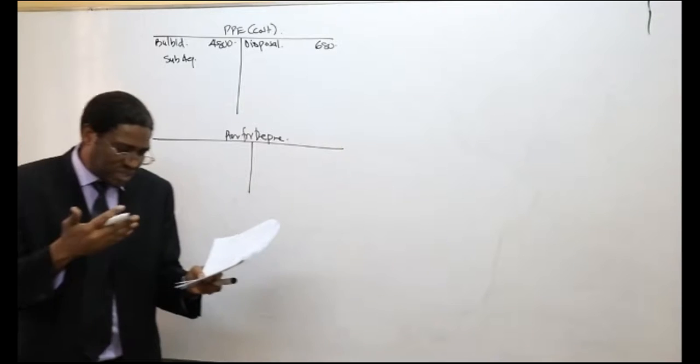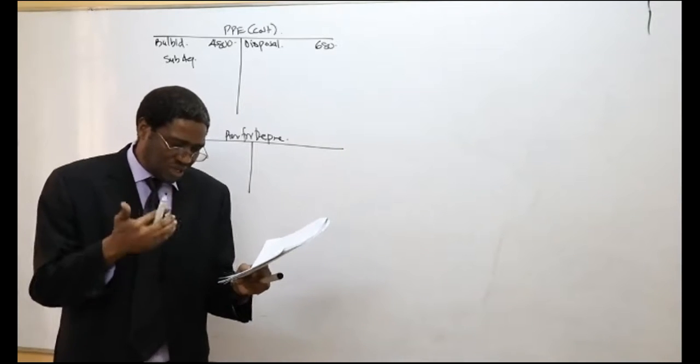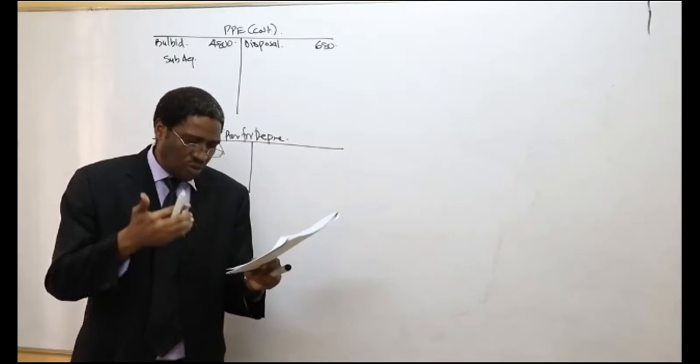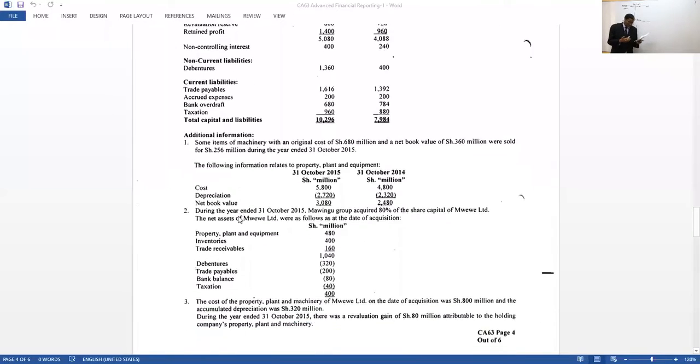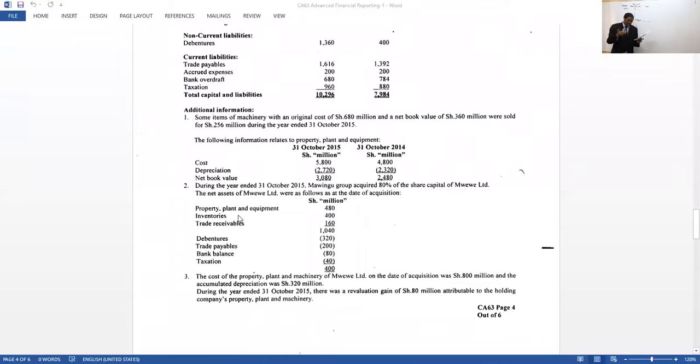But note number 3 told you the cost of the property, plant, and equipment of Wewe Limited. Wewe Limited was the subsidiary we acquired during the year. We are told their property, plant, and equipment, acquired during the year, had a cost of 800 million. So now, because we are maintaining this account at cost price, we bring it in at cost. We don't bring it in at book value.